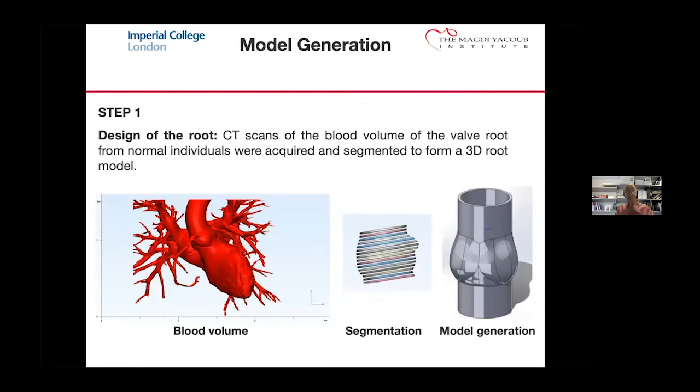So I now want to move on and briefly work through our current approach to the tissue engineering project that we have. For us, we start with the native geometry and anatomy of the aortic root by taking CT scans and measuring blood volume area of healthy individuals. We've then derived, via segmentation of those images, an idealized model of the aortic root. And our current project is aiming to produce a standalone aortic valve.